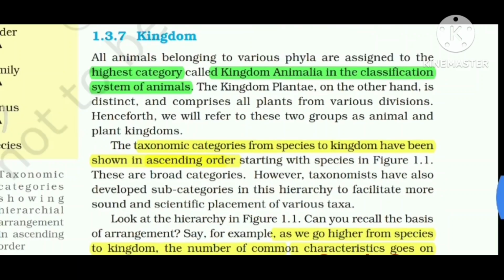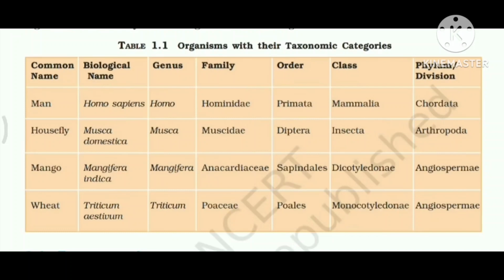This is the highest category and species is the lowest category. All animals belong to different phyla included in kingdom Animalia, and you have to remember that from species to kingdom is the ascending order. If you move from species to kingdom, the common characters go on decreasing. This is the important table. You have to remember all this data from this table. Direct questions will come from this.